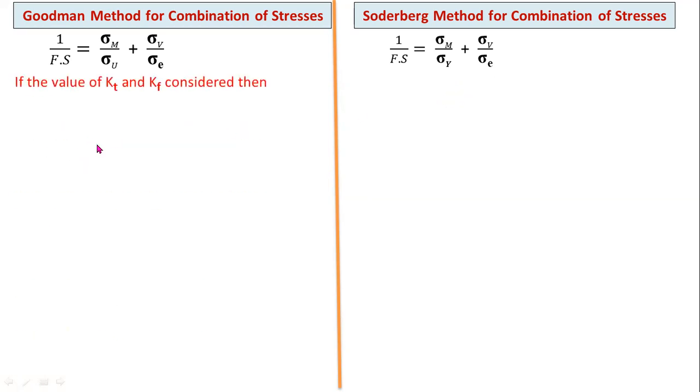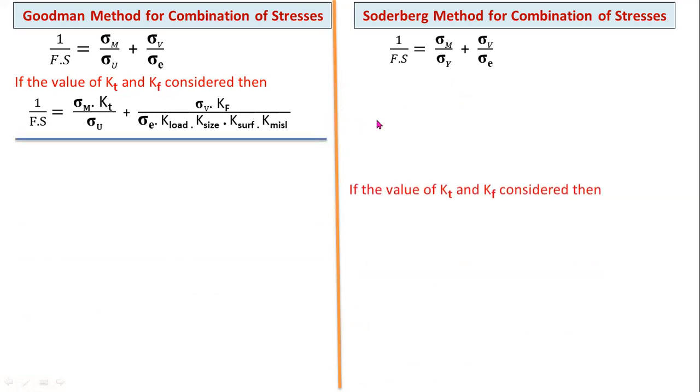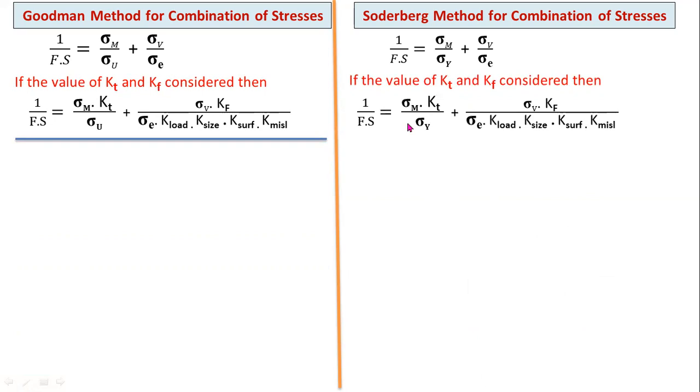Now, if we are considering the theoretical stress concentration factor and fatigue stress concentration factor, then the equation is like this. Here these are the load factor, size factor, surface finish factor, and miscellaneous factor. Similarly for the Soderberg equation, 1/FS is like this. So these two are the Goodman's and Soderberg equations.